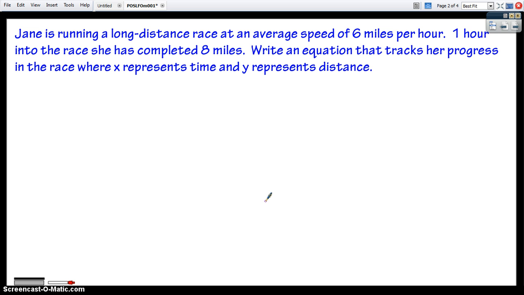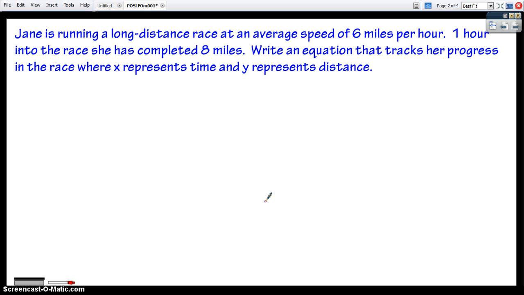So in other words, at the beginning of the race she was a little bit more fresh, more energy. She ran a little bit faster than her average speed, but currently her average speed is 6 miles per hour. But 1 hour into the race, so far she's gone a little more than that. She's gone 8 miles. Now what we want to do is write an equation that tracks her progress in the race, where x is going to represent time and y represents distance.